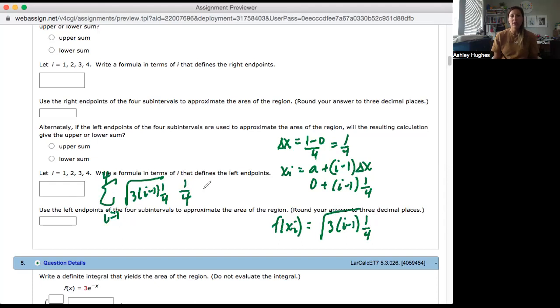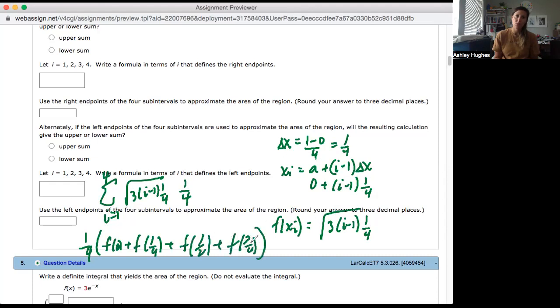If you actually find the answer, all you're going to do is have 1/4 and you're going to have f of 0 plus f of 1/4 plus f of 1/2 plus f of 3/4. You leave off that rightmost endpoint, which is the 1. So plug all of these into the function to get the heights, add them up and multiply times 1/4.